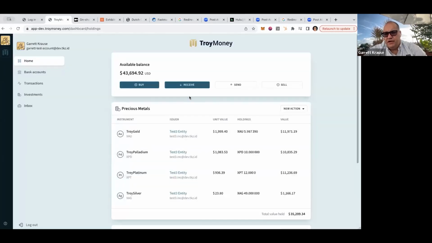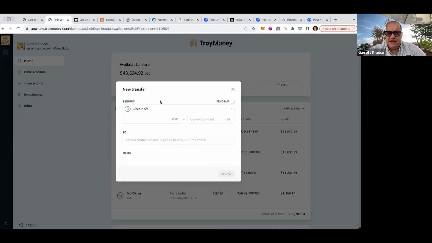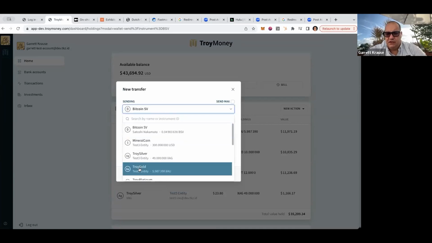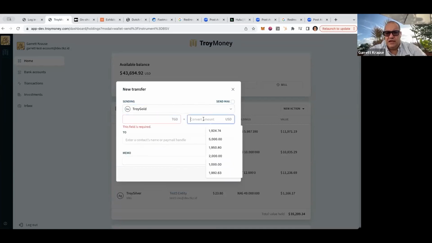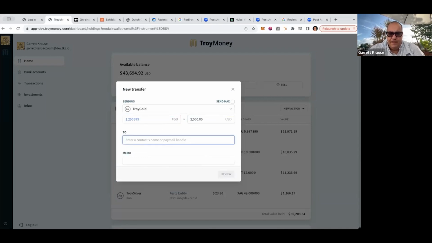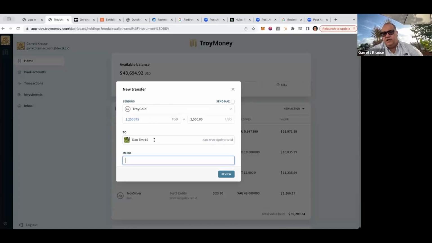Also, a feature in here is I want to send. So I want to send, let's say, gold. I owe somebody $2,500 worth of gold. I'm going to send it to dentest15 at bv.tkz.id. I hope that's the right address. dentest15 is our lead developer. So I owe him $2,500 for salary. I'm going to say salary.